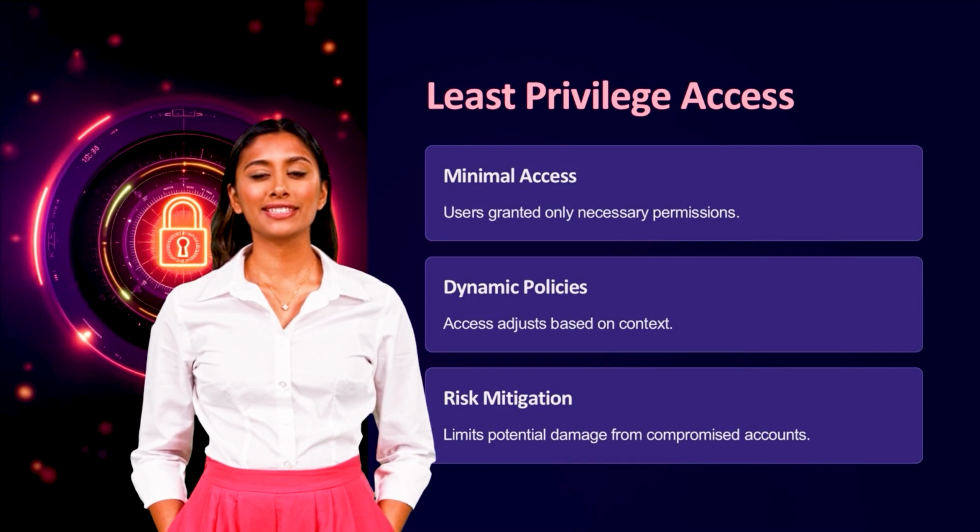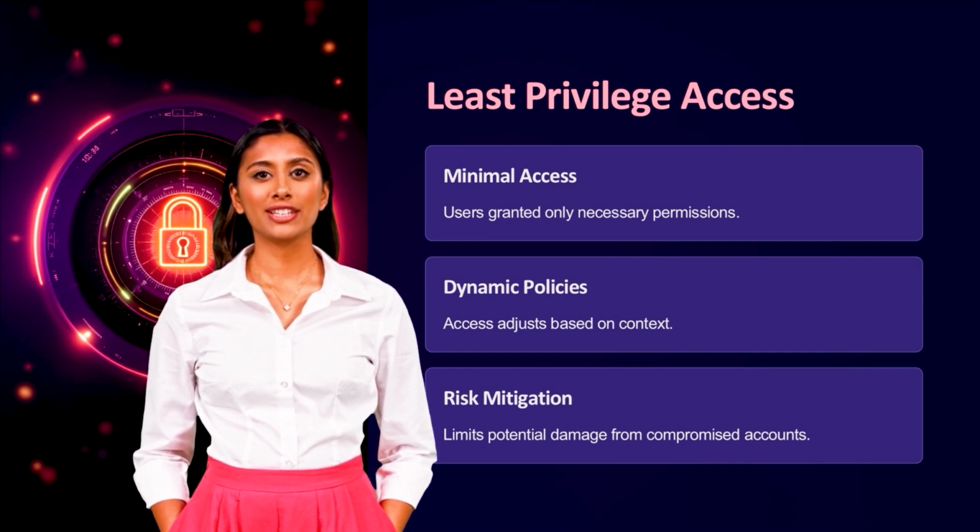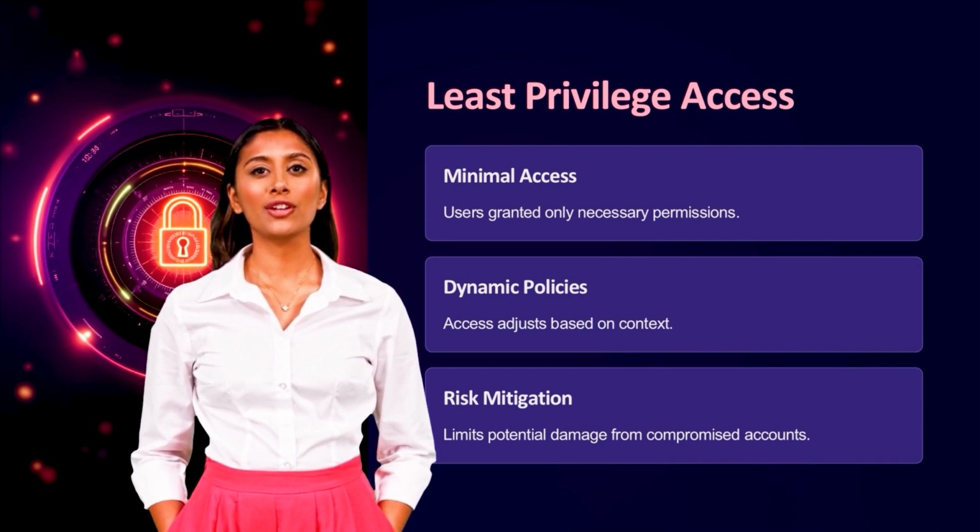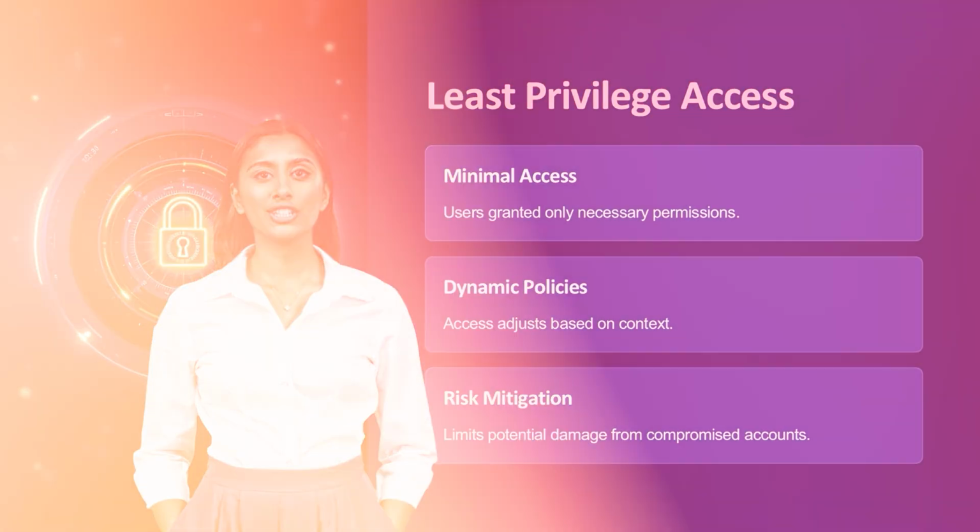Least privilege access is a security principle that restricts users' access rights to the minimum level necessary to perform their job functions. By limiting permissions, organizations reduce the risk of accidental or malicious misuse of sensitive data and systems. This approach helps to mitigate potential security breaches, ensuring that users only have access to the information and resources essential for their tasks. Implementing least privilege access involves regular audits and adjustments to user permissions as roles and responsibilities change.